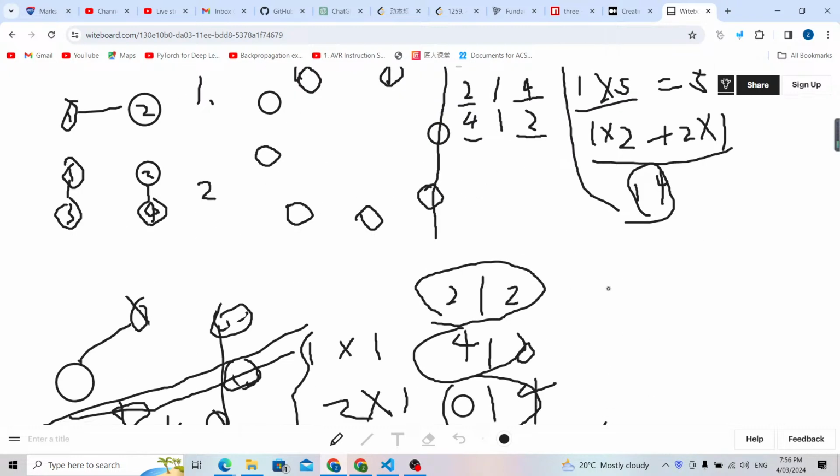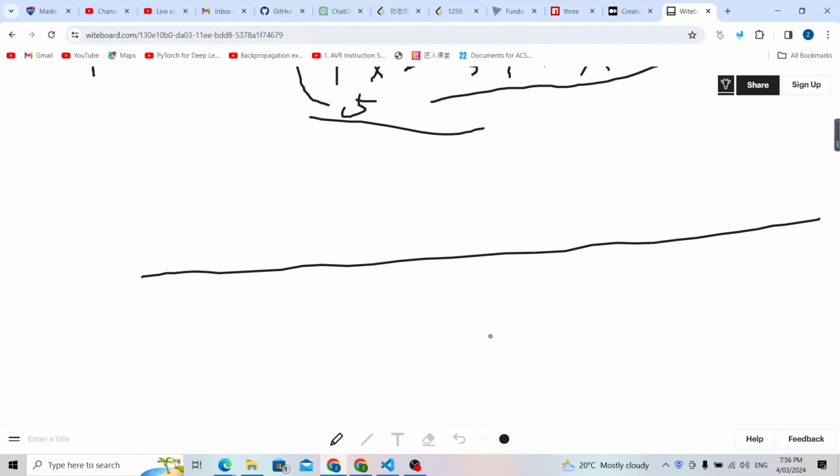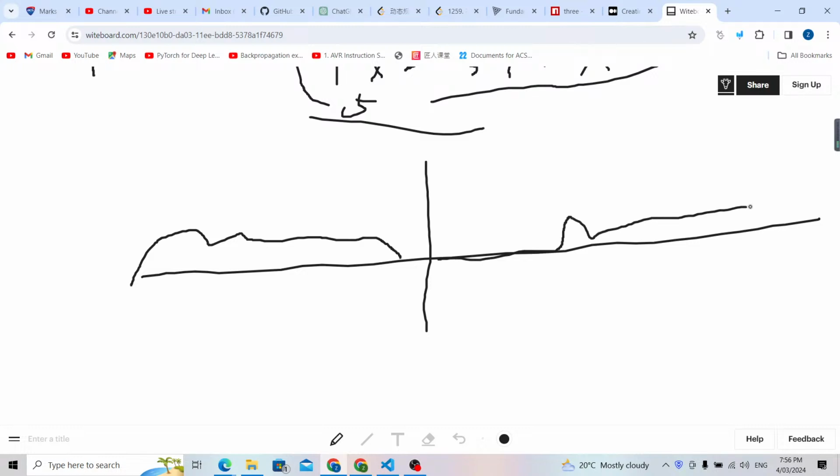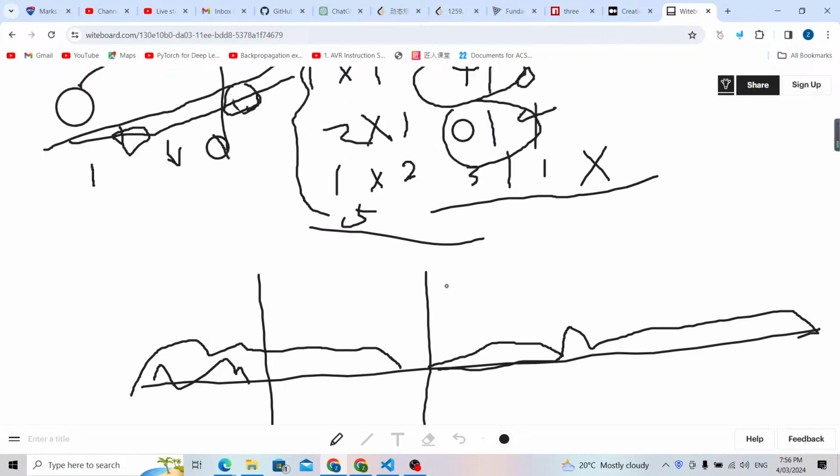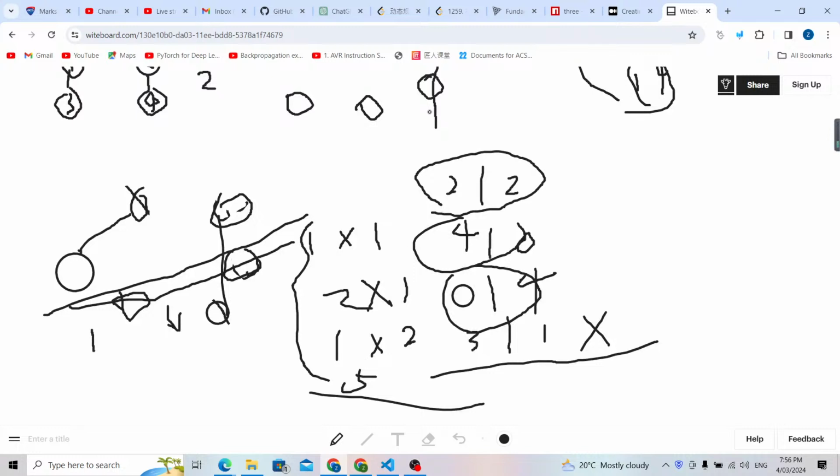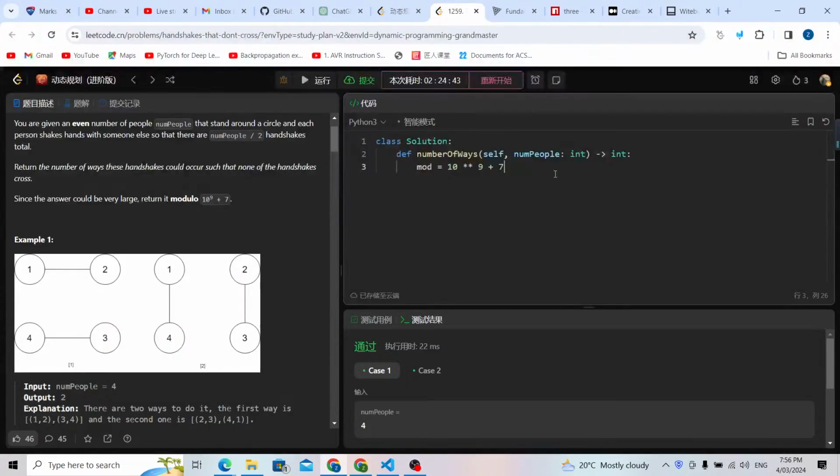So this is a big problem, we cannot solve it, so we split it to check from the left side, can we solve it from here, or from the right side, can we solve it from here. If we still cannot solve it, we split it again until we can solve the problem. So this is the DP problem. Now let's go back to finish the coding.